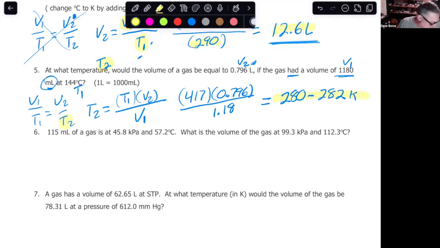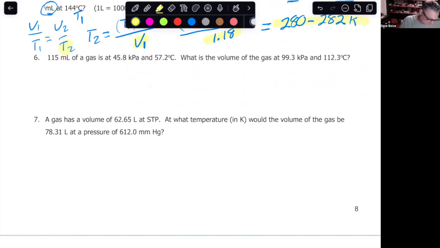But let's take a quick look and see, is this even possible? This is a direct relationship. So I do know my V1 and my V2. So I know my volume went from 1.18 to 0.796. That means it went down. I know my temperature one was 417, so this makes sense. My temperature did go down, so this is within the realm of what I would be expecting. Okay.